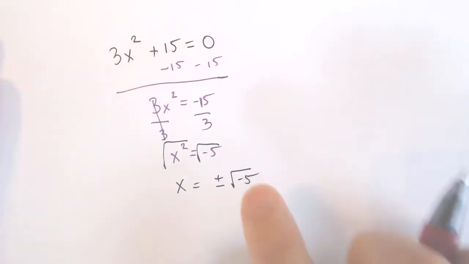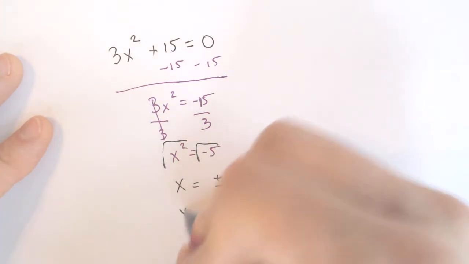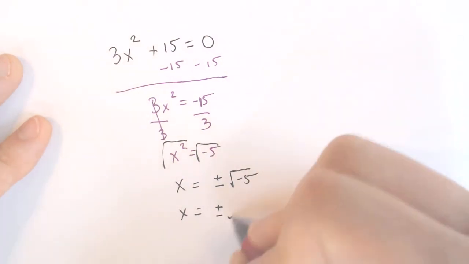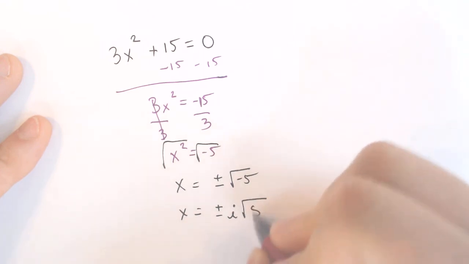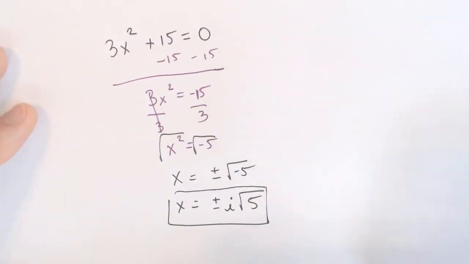Now, if you're in Algebra 1, this would be considered no solution because you can't square root a negative number. But if you're in Algebra 2, you should realize that if it is a negative number, you take out the i and leave it a positive 5, denoting that that is the square root of a negative number.